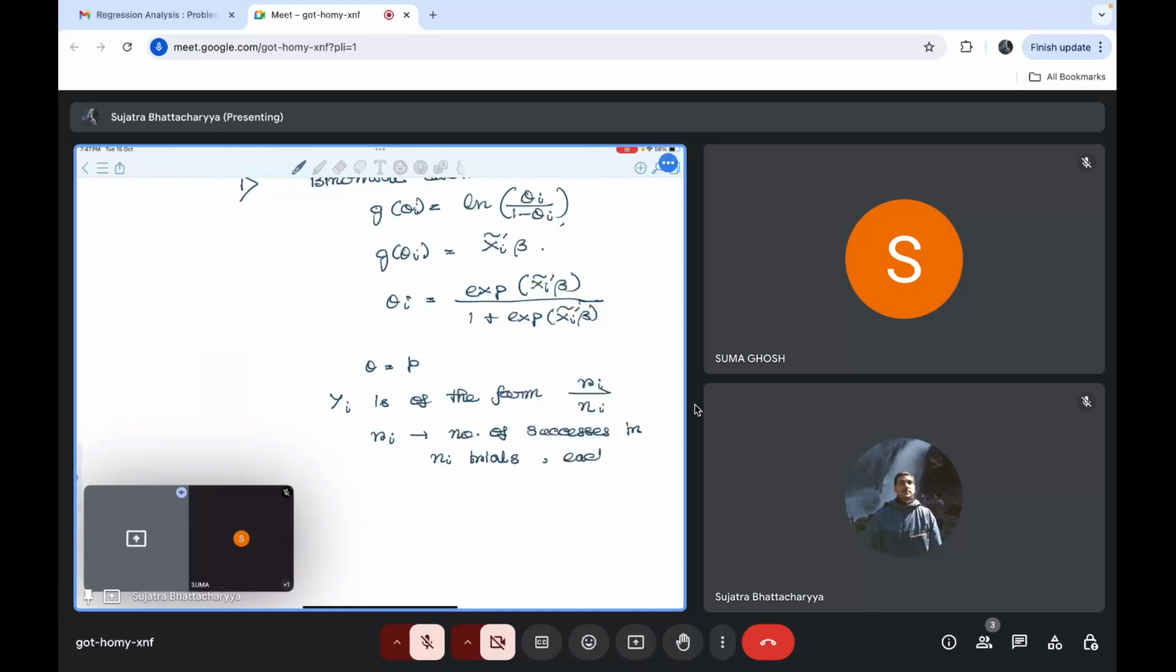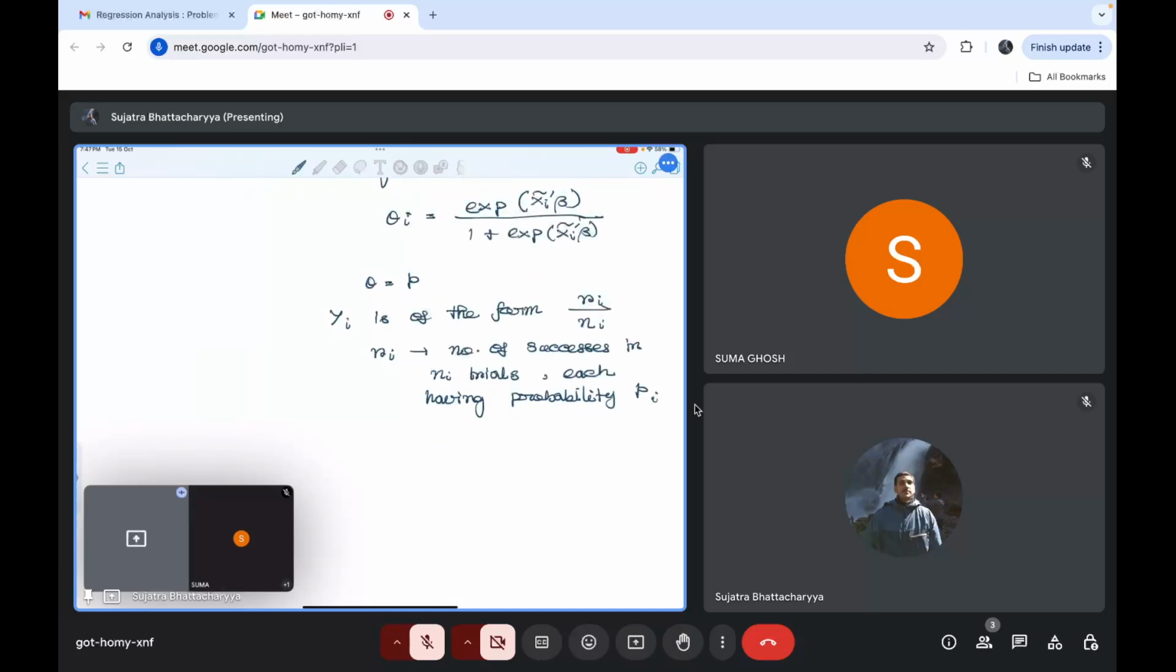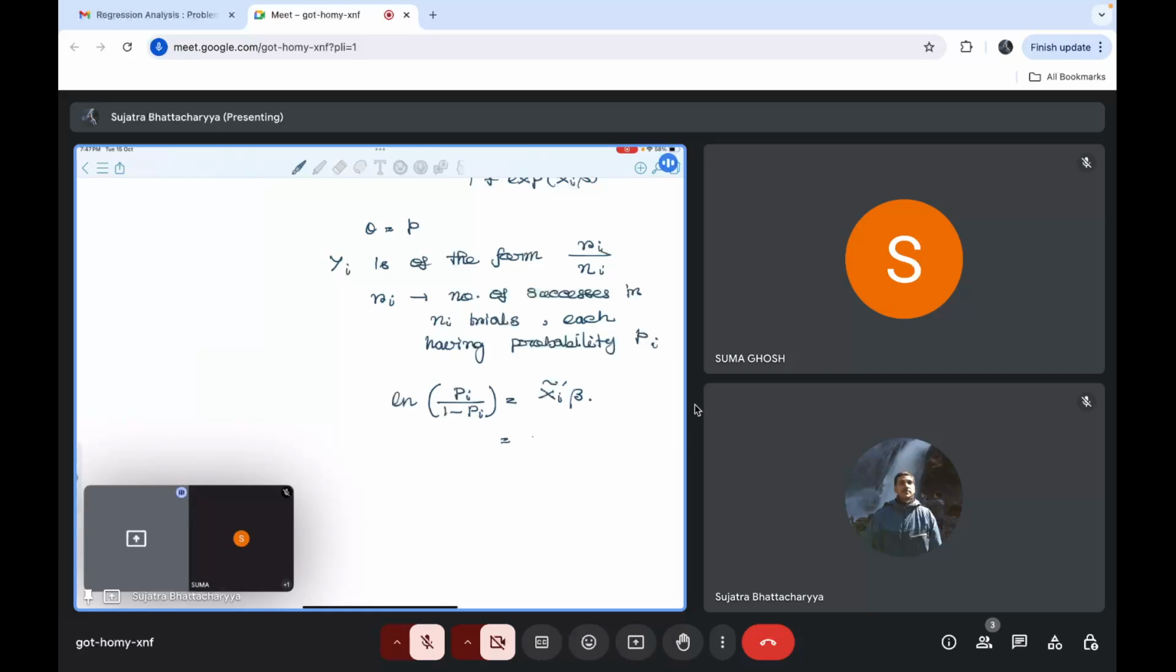This is how the binomial distribution is defined, each trial having probability pi. So we can write that log of pi upon 1 minus pi is xi prime beta, and this xi prime beta can be written as beta 1 x i1 plus beta 2 x i2, and so on up to beta p x ip. This is how it has to be done.